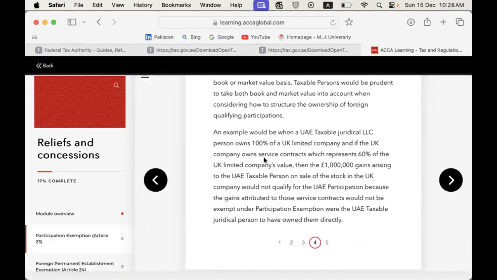And if the UK company owns service contracts, which represent 60% of the UK limited company's value, then the £1 million gain arising to the UAE taxable person on sale of stock in that UK company would not qualify for UAE participation exemption. Why? Because the gains attributed to those service contracts would not be exempt under participation exemption were the UAE taxable person to have owned them directly.